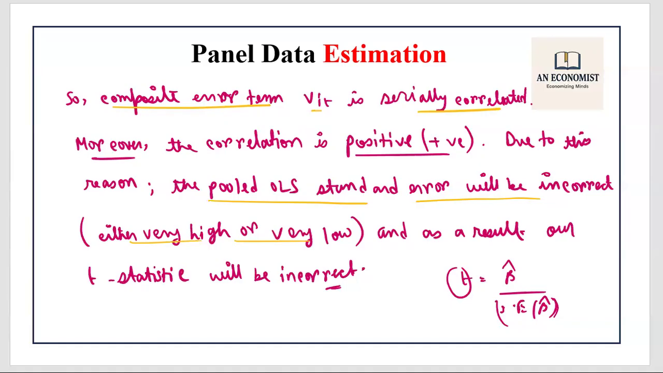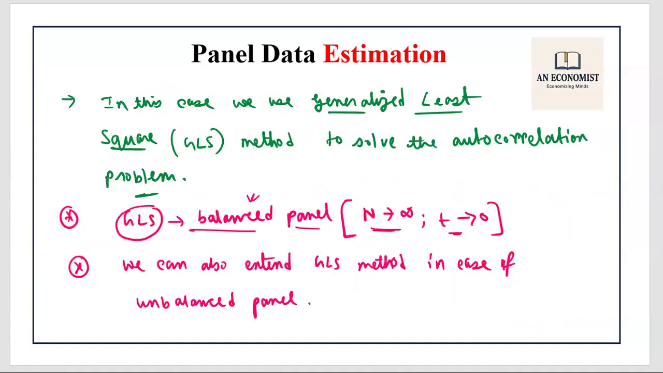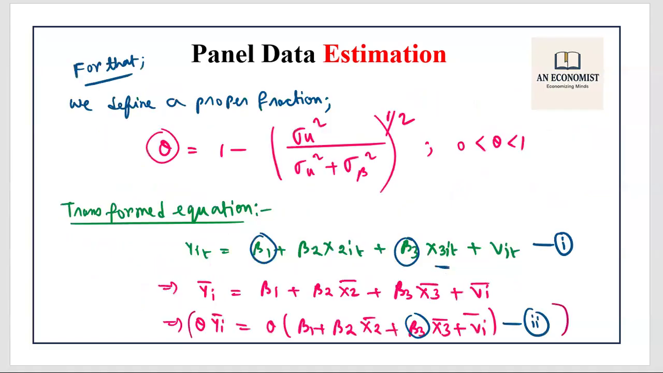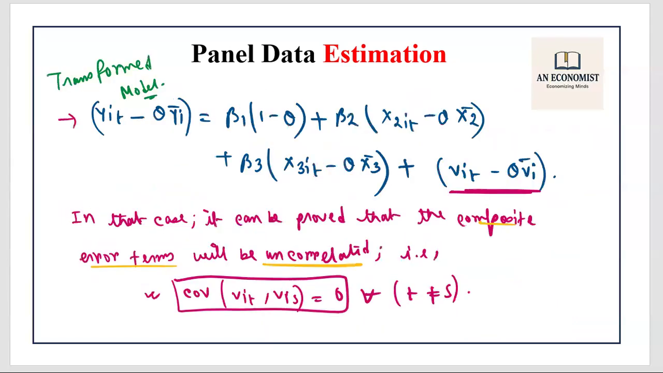This is what I have written here. That is why you have to transform the model using the generalized least square method. Then what you have to do? Firstly, set a proper fraction and then transform the model. Now, in this transformed model, you can use the pooled OLS method or any other method because now it becomes uncorrelated, which satisfies the properties of general regression, right?